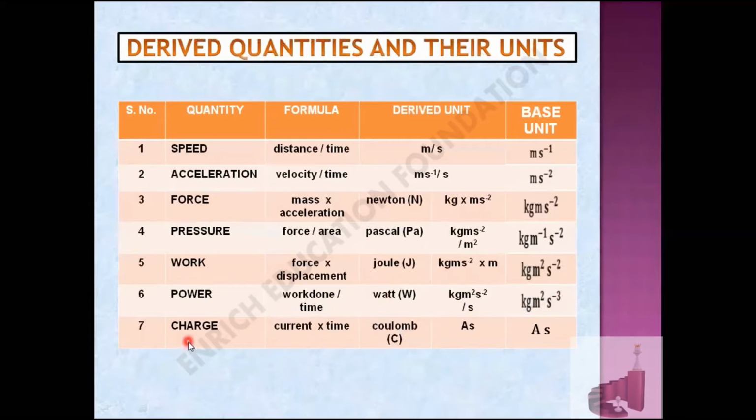Then seventh example, we have considered charge. Charge is the product of current and time. It has the unit coulomb, or you can write it as A S, where A stands for the unit of current, S stands for the unit of time. So A S is also the unit for charge.